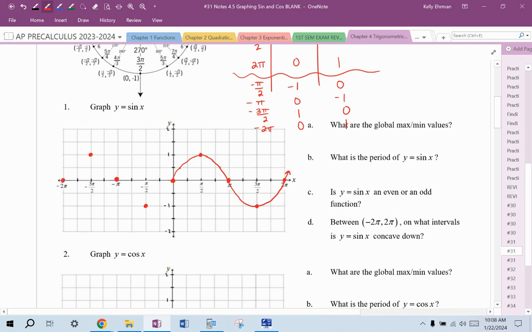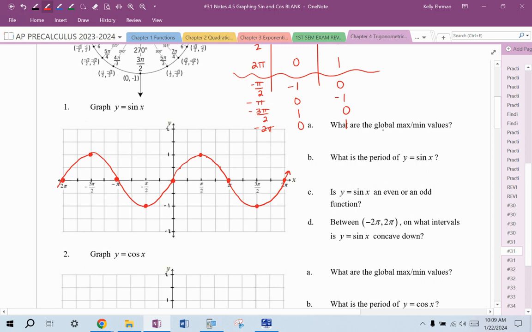Now, maybe I didn't need the table for that because remember, this is a periodic function. So if I have one period, I have enough to say, oh, I can just copy that same pattern for this side too. So it's got the same shape. We'll see how it goes from left to right. 0, 1, 0, negative 1, 0. 1, 0, negative 1, 0. 1, 0, negative 1, 0 is how it's going to keep going.